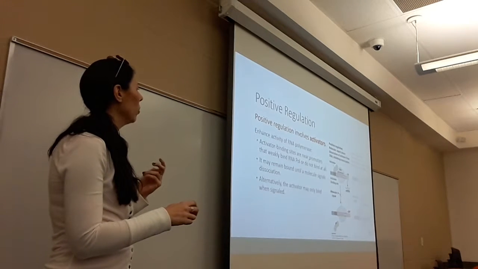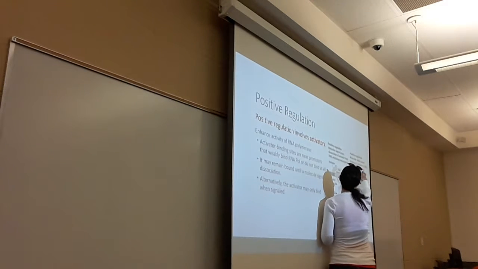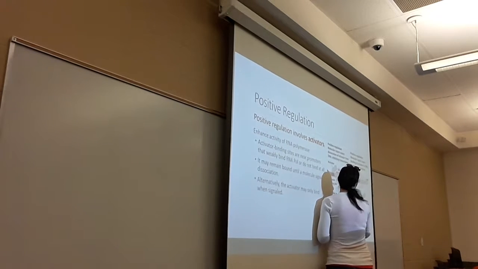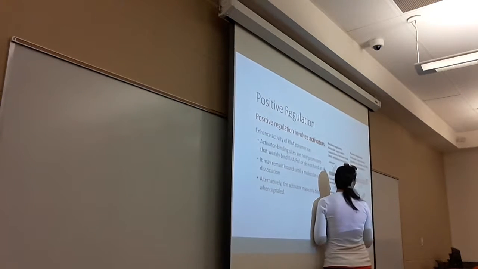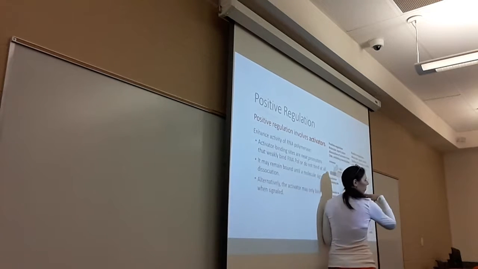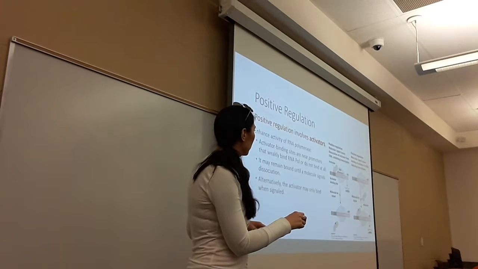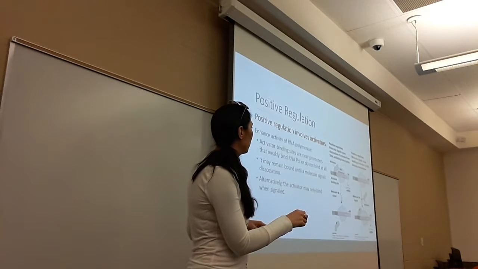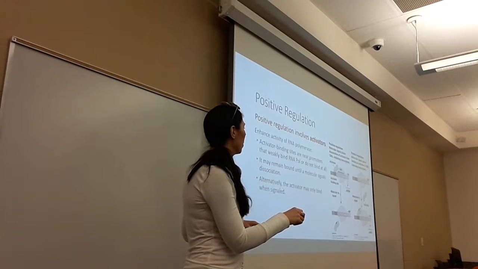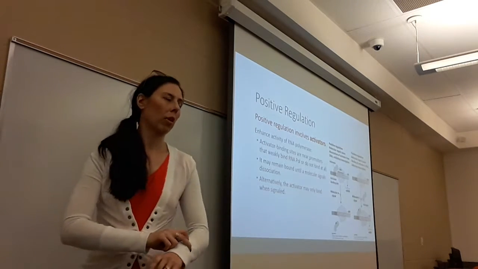Alternatively, the activator may only bind in the presence of a signal. So here's the RNA polymerase, doesn't really bind very well. A molecular signal comes in, binds to the activator, brings the RNA polymerase in better connection with the promoter. So this would be an example of CAP and CRP that we talked about. So cyclic AMP would be the molecular signal, CRP or CAP would be the activator. They bind together, they can then bind to the region near the promoter and help RNA polymerase bind.